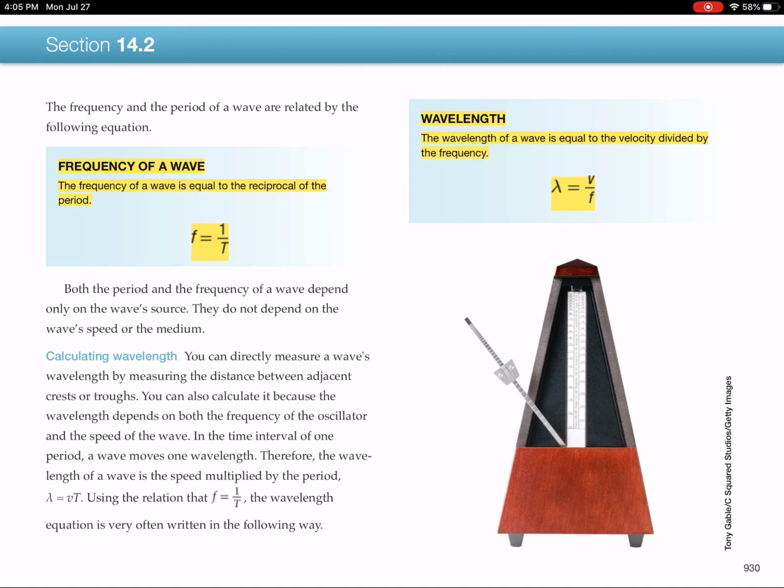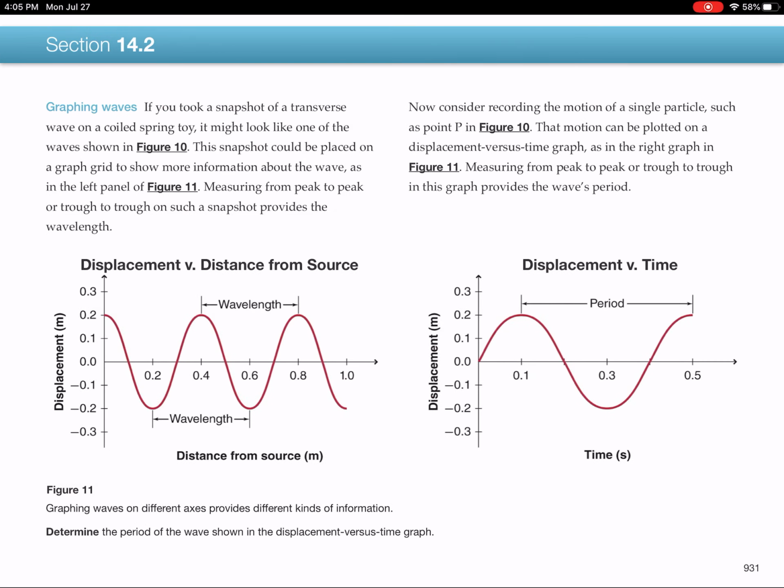Also notice that there's a relationship between the wavelength, that lambda on the right-hand side, which equals v over f. We can also say that v, if we multiply the f through, equals wavelength times frequency. We're going to be using that equation a whole bunch.